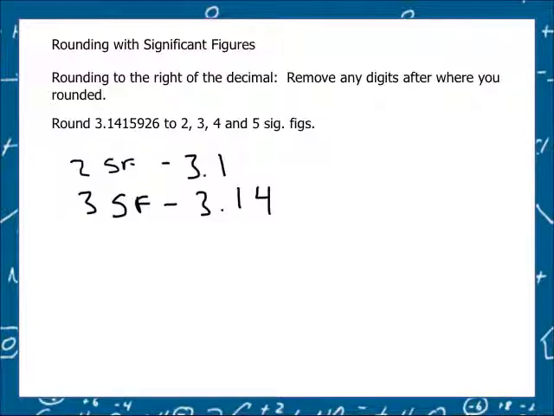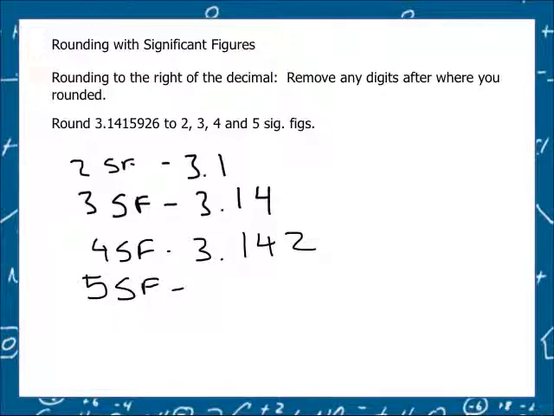4 significant figures. I want to go 1, 2, 3, 4, so that's to this 1. I check with the 5 and it tells me to round the 1 up, so 4 significant figures is going to be 3.142. And lastly, 5 significant figures. I'm going to look at the 3, 1, 4, 1, 5 and check with the 9 to tell me how to round the 5, and it rounds up, so that will become 3.1416. Let me throw one more example at you.